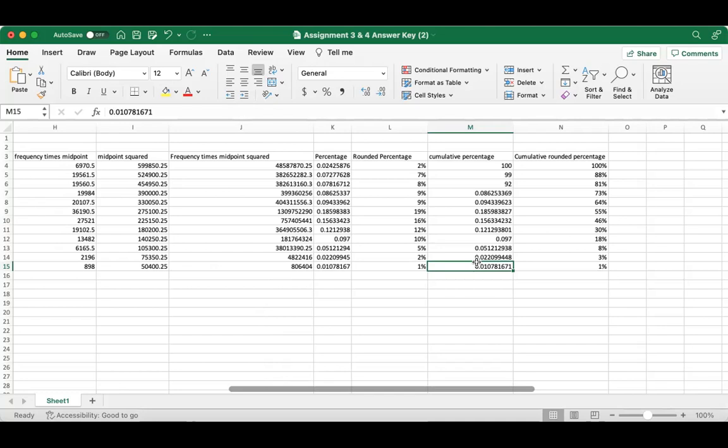Because now we have over 100%. So let's just say you're rounding and then you get to the last number. How you deal with that is you round the last one down. So you just round it back down to 100%.